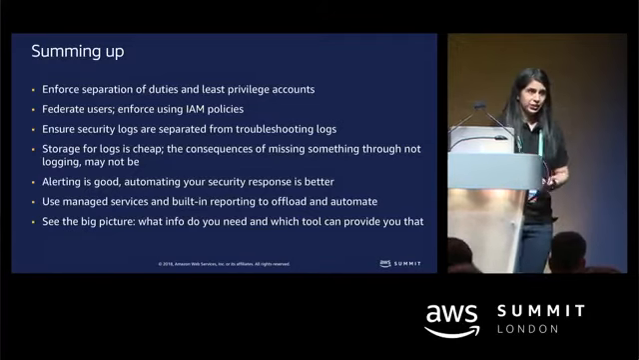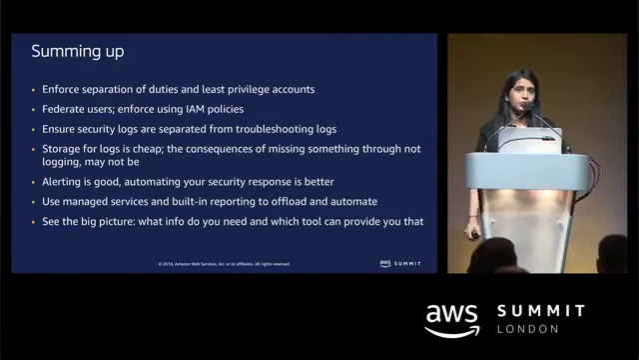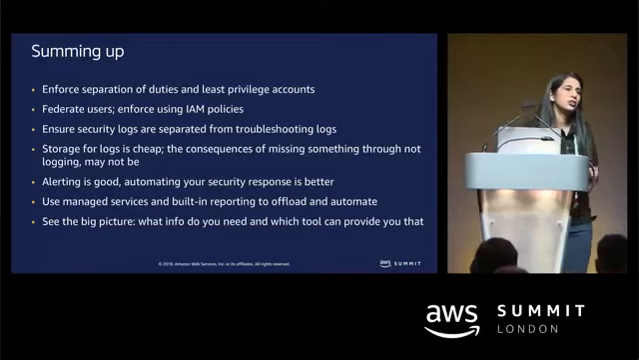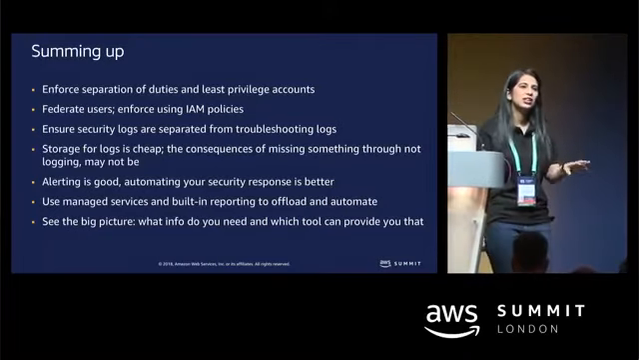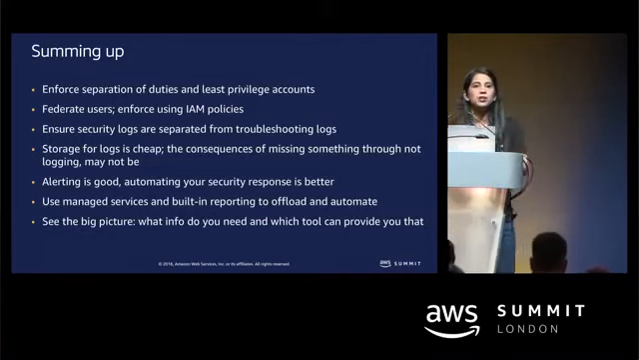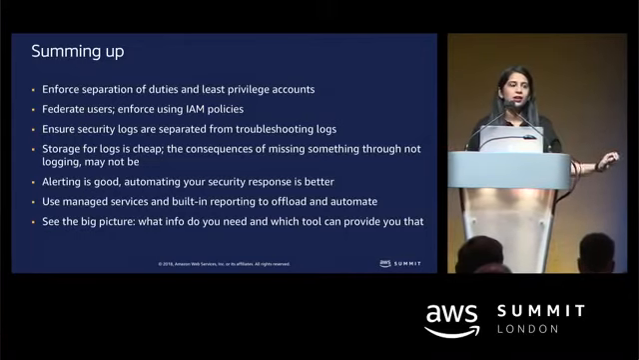Alerting is obviously good. We did look at a number of ways where you can plug into Slack channels, where you could have PagerDuty alerts and things like that when things go wrong. But try and automate your environments. It's important that you do that, because then you don't have human interventions between your infrastructure.